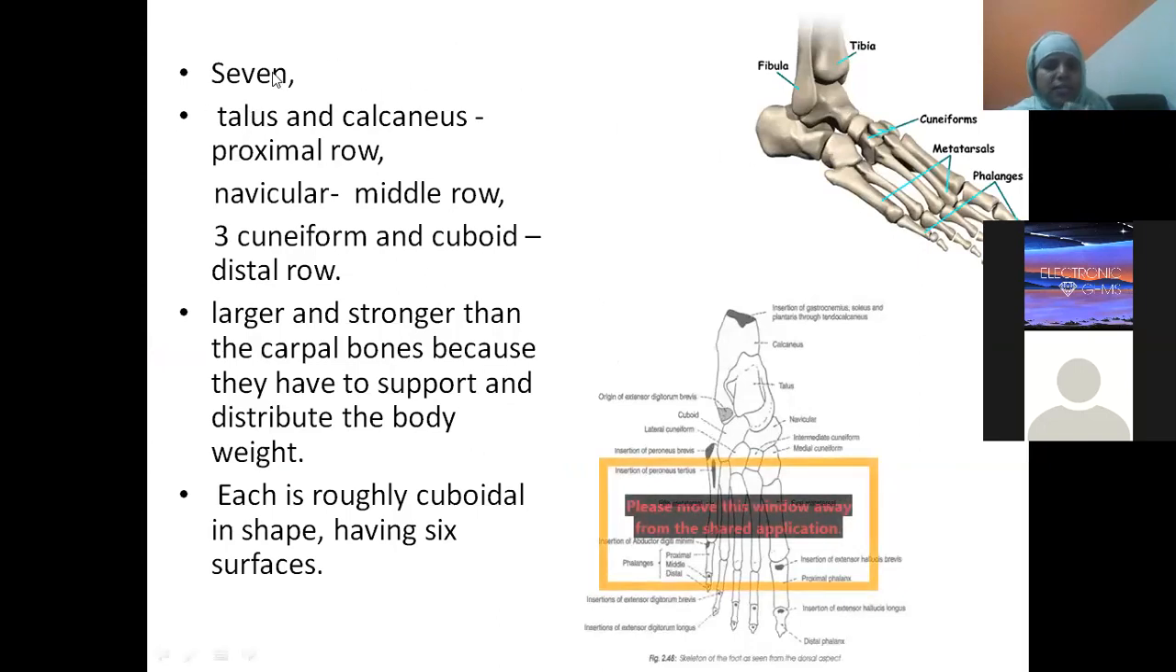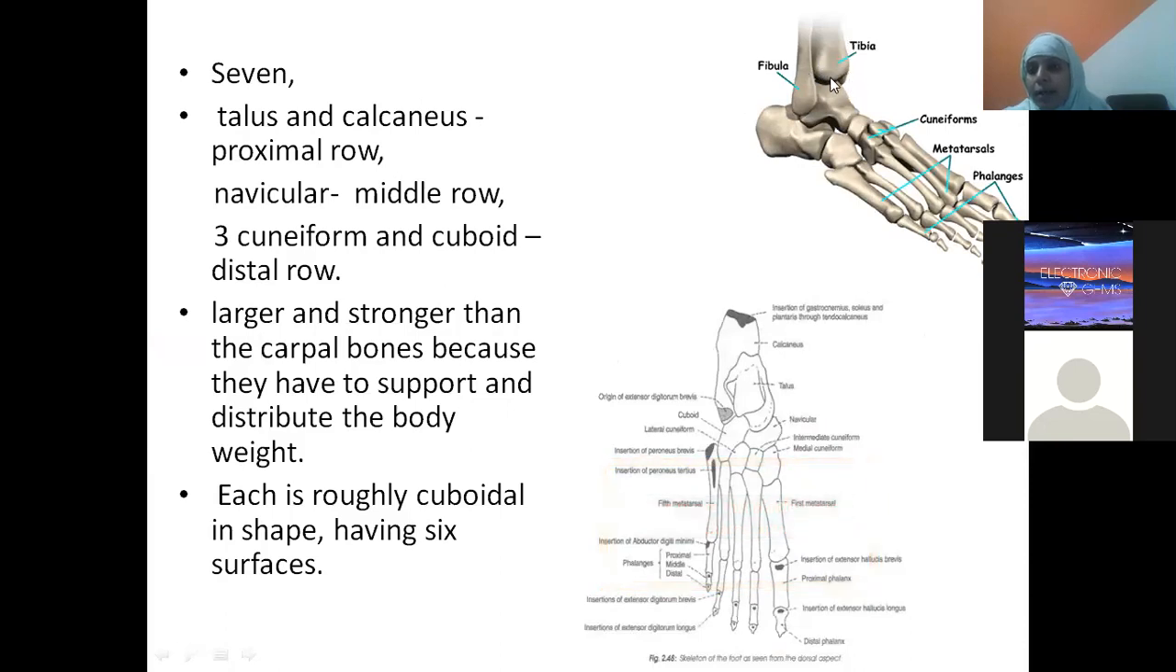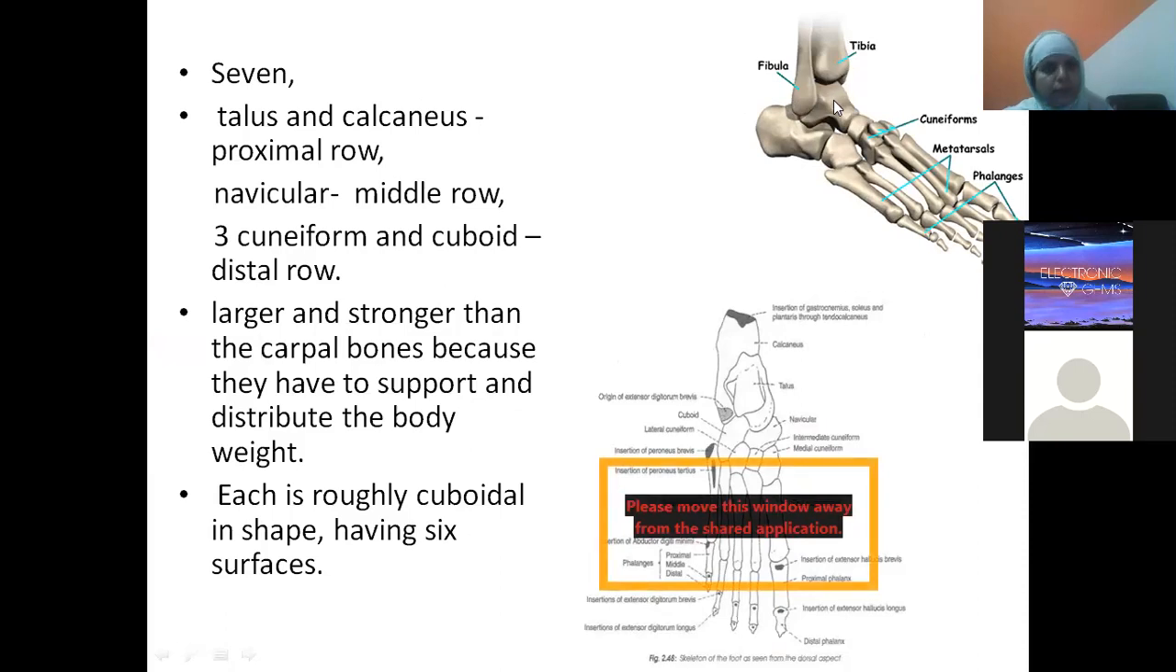Now we know how many bones there are in the tarsal bones. How many? 7. This is the talus bone. If you observe the talus, it is the bone articulating with the tibia and fibula. That means the talus takes part in the formation of which joint? Ankle joint. Between the talus, tibia and fibula, here we will have the ankle joint.